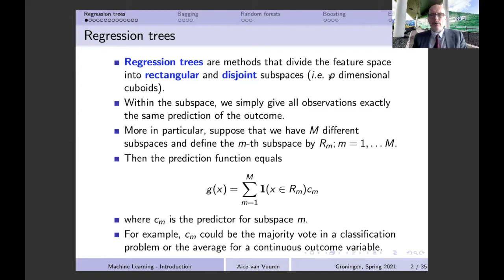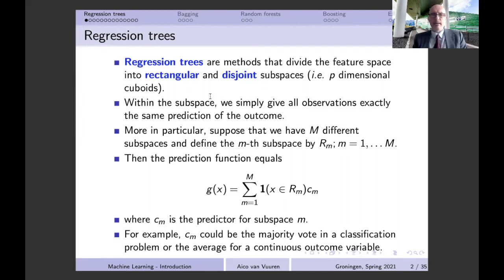Well, what does that mean? That means that, for example, when p is equal to 1, we divide the support of our single feature into different disjoint intervals. When p is equal to 2, we get rectangles. If p is equal to 3, then we have cubes. And in the very general case, we have these p-dimensional cuboids. You should realize that these are not only disjoint, but they also cover the whole support of our feature space.